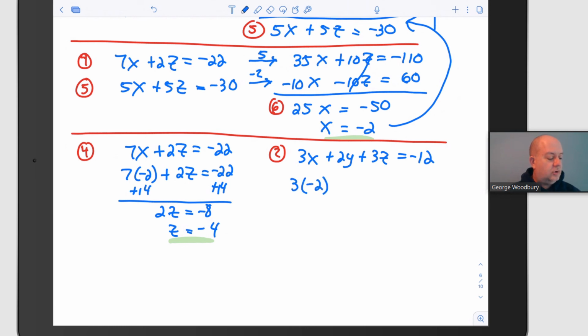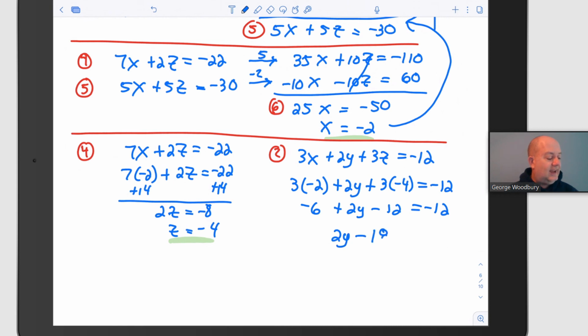So 3 times negative 2 plus 2y plus 3 times negative 4 equals negative 12. Negative 6 plus 2y minus 12 equals negative 12. Combine like terms, 2y minus 18 equals negative 12. Add 18 to both sides. Lost my negative sign. Careful there. 2y equals 6, and divide by 2 to get y equals 3.